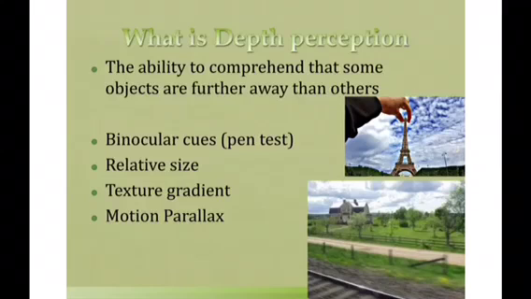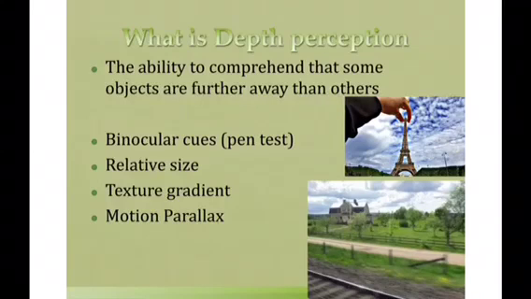Gibson and Walk's experiment is about depth perception and our ability to perceive that things are either closer or further away, particularly whether this ability is innate, inborn in other words, or learned through experience. So how do we perceive depth? Well, there are different cues that we can look for.